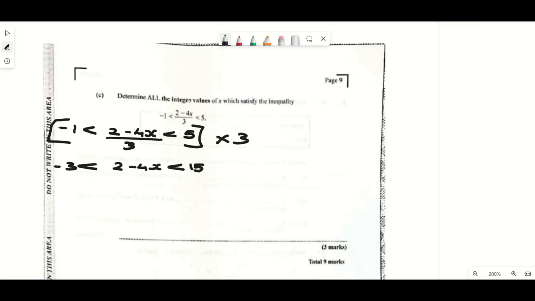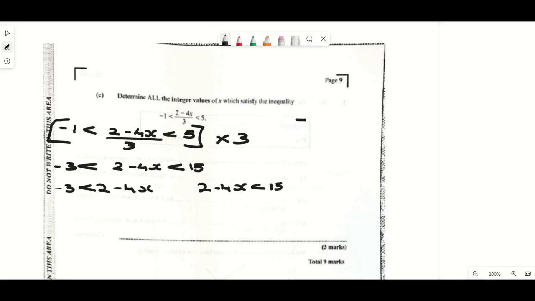Right? Now, this is going to separate it into two parts. We're going to put minus 3, the first inequality sign. You're going to focus on this part, 2 minus 4x. And then we have 2 minus 4x is less than 15. So what we're going to do is make x the subject for both of them, right? And find the range. So let me do the first one.